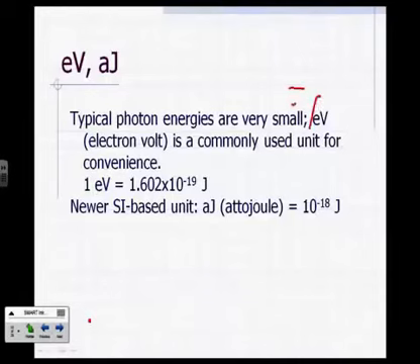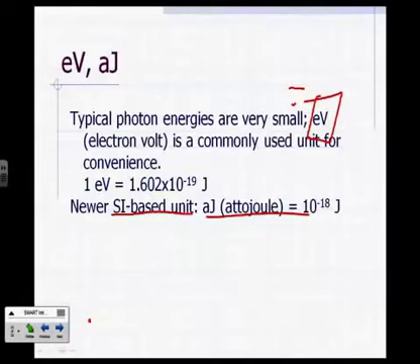So an electron volt is a more popularly used unit for photon energies, and a newer SI-based unit that seems to be getting some popularity is the attojoule, which is 10 to the negative 19 joules.